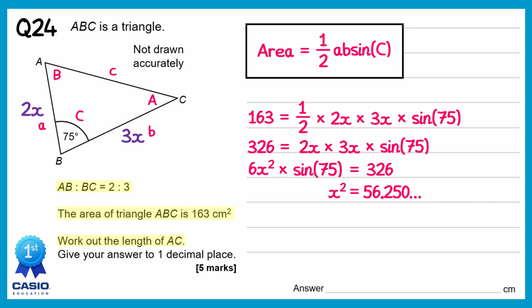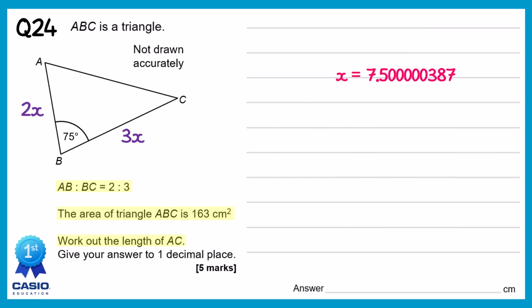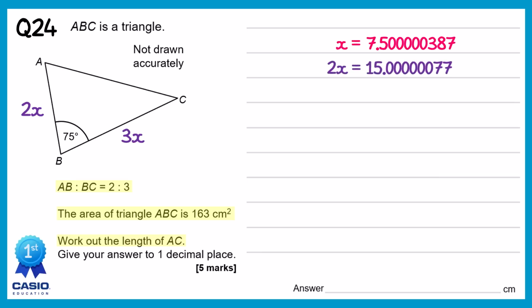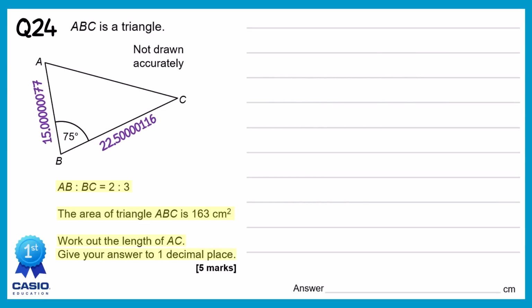We can then find x by square rooting both sides to get x equals the square root of this number, which will give you this value here. So x is equal to 7.500000387. Now, if we use this x value, we can find the lengths of AB and BC. AB is 2x, so if we double this, we get 2x, which is this number here, and if we triple it, we get 3x, which is this number here. So we now know the lengths of AB and BC.